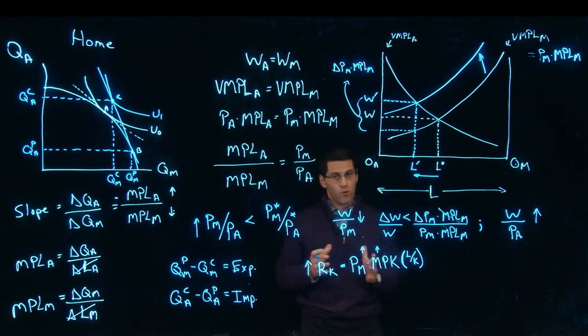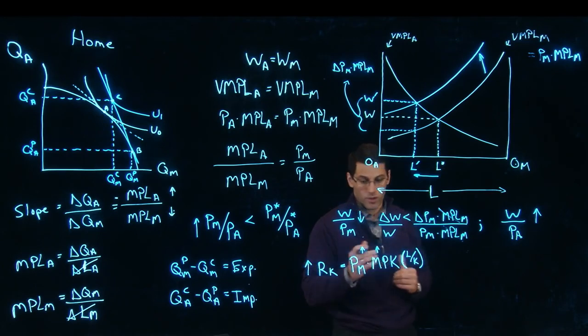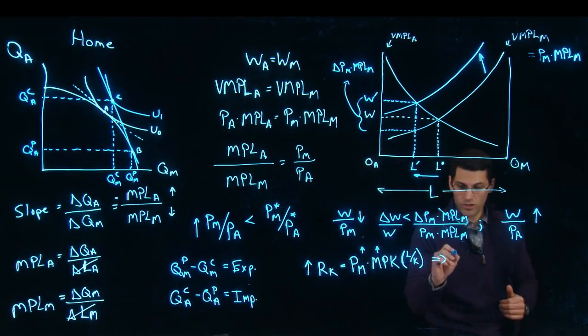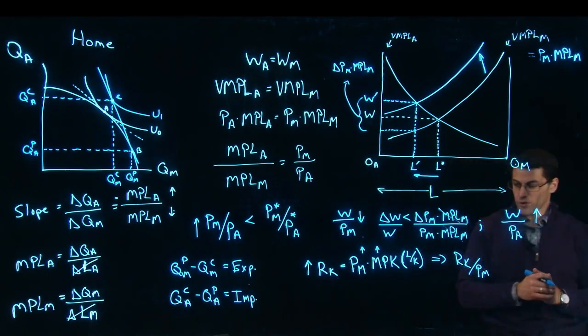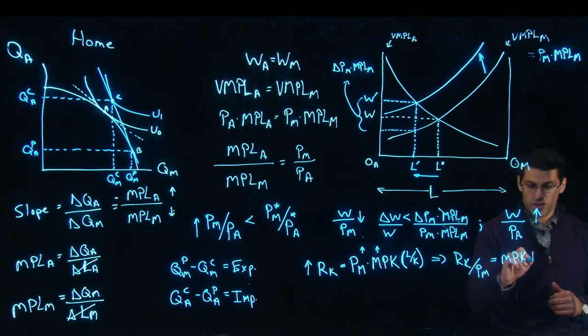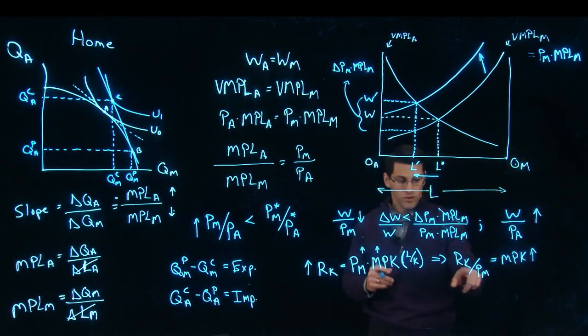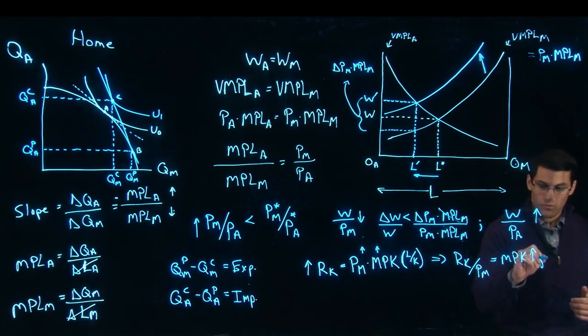Now, of course, we care about the real returns to capital. Really, what we care about is the ratio of RK over PM. Well, we could just take this equation and rewrite it this way. RK over PM is equal simply to the marginal product of capital, which, as we just said, increased, which means that the rental rate in real terms, in terms of purchasing power in manufactured goods, has gone up.